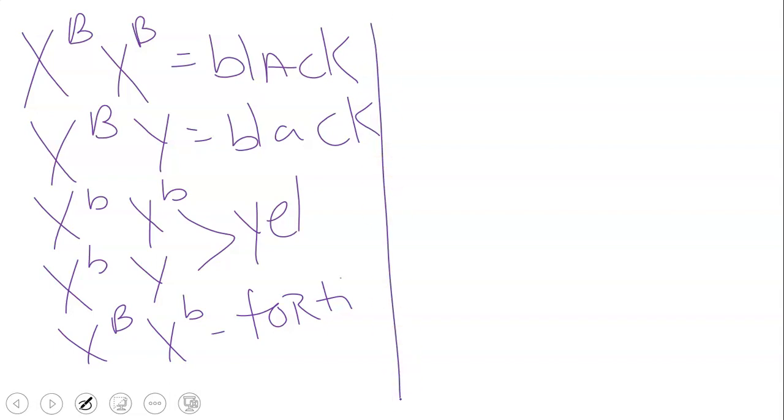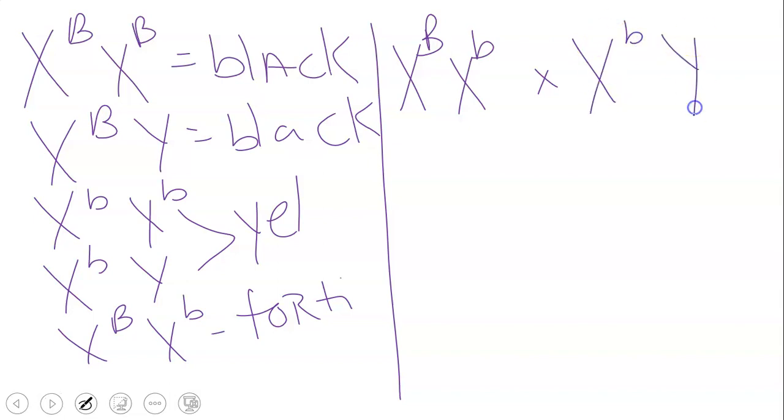So it says, what would the result of a mating between a tortoiseshell female and yellow male be? Okay, so a tortoiseshell female is going to be X big B, X little b. And you have to write it like that because remember it's X-linked. Crossed with a yellow male. So this is going to be X little b, Y.